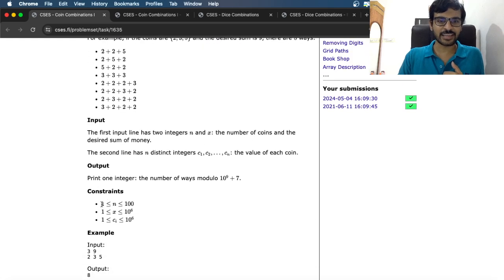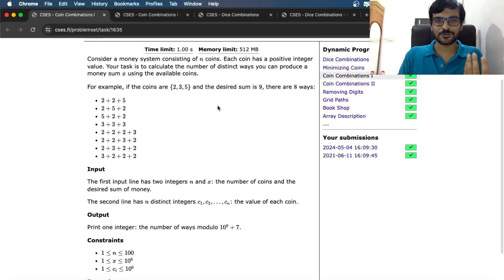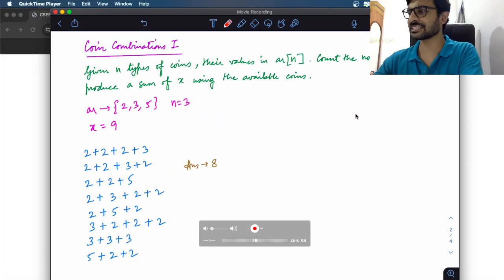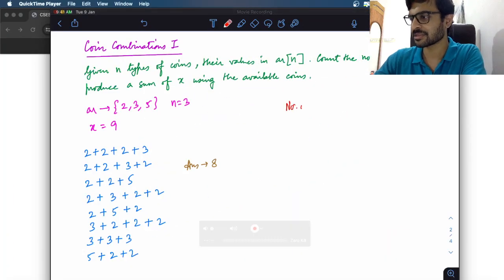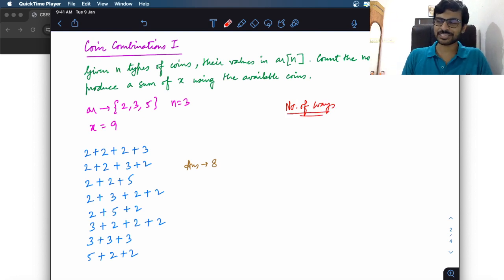The constraints are n goes up to 100, that is the length of the array, and the total sum goes up to 10 to the power 6. Now, how did we solve this problem? This is a classic number of ways problem, which we had solved in the dice combinations problem.